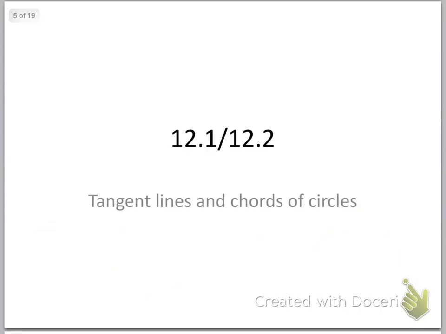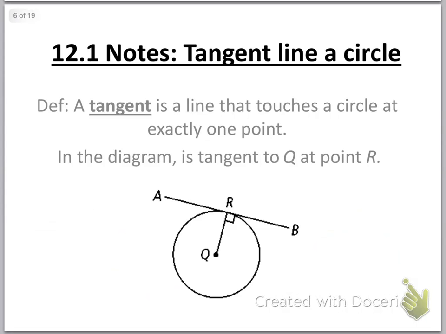Now we're going to start chapter 12, tangent lines and chords of circles. First off, what a tangent line is. A tangent line touches the circle once, and it makes a perpendicular line. You can see that it's touching your circle right here only once. It just grazes it, and then it makes that straight line. It's also often going to come with a diameter or radius to make that perpendicular line.